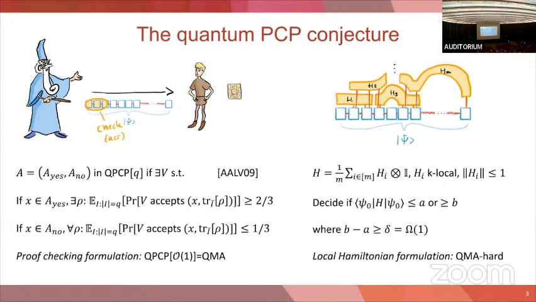Why does it make sense to think about this as the PCP version of the problem? It makes sense because if you have the classical PCP theorem, you can think about k-SAT, and it implies that either all clauses can be satisfied or a constant fraction of them are not satisfied. Those are the yes and the no cases. So that's why it's a quantum generalization of the classical PCP theorem. Thank you.